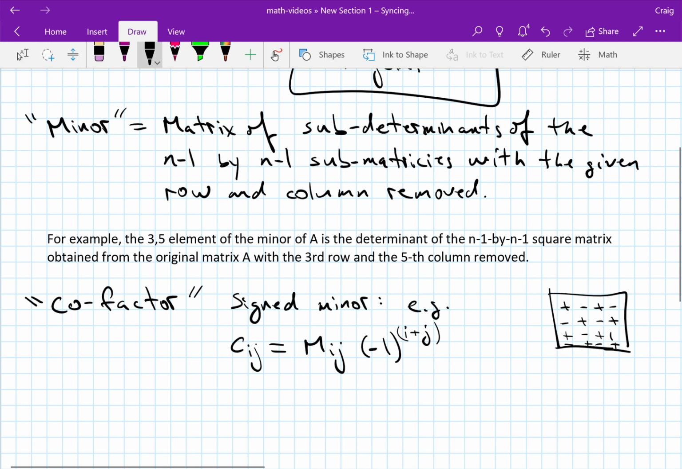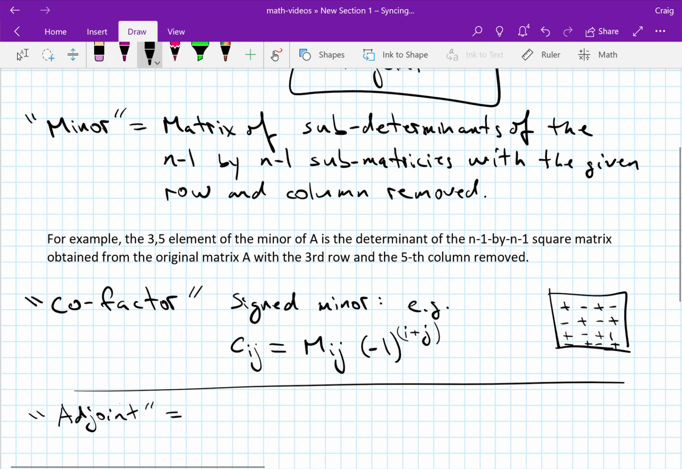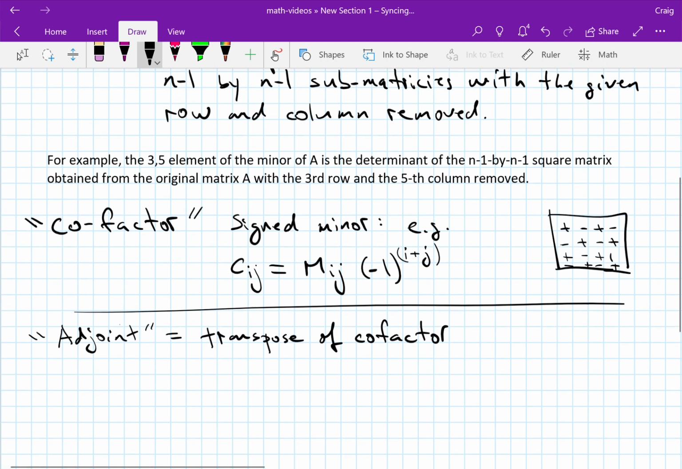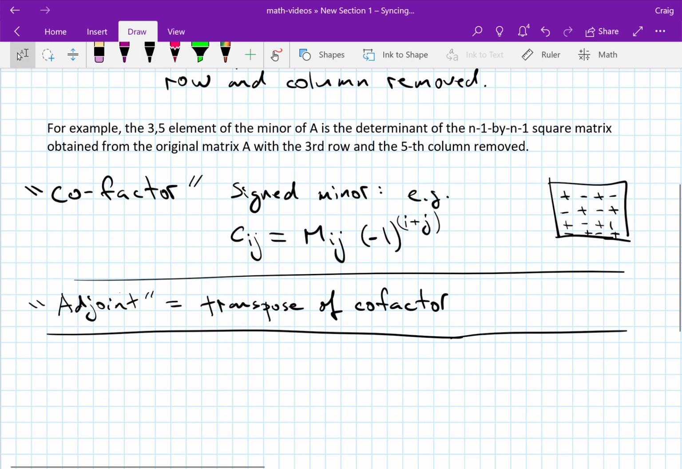And then finally, there's the adjoint matrix, which is simply the transpose of the cofactor. Okay, so these are lots of words. I will go through and do a particular example.